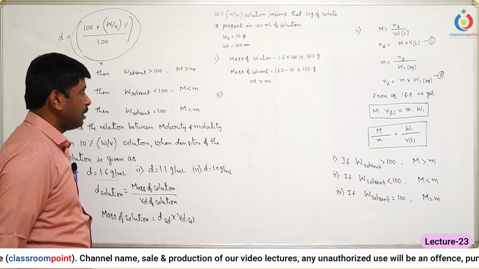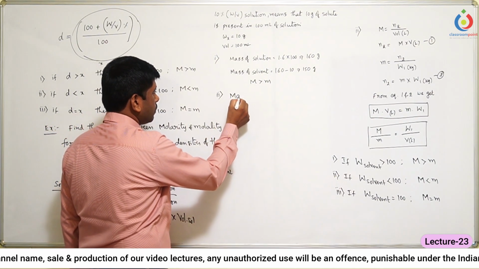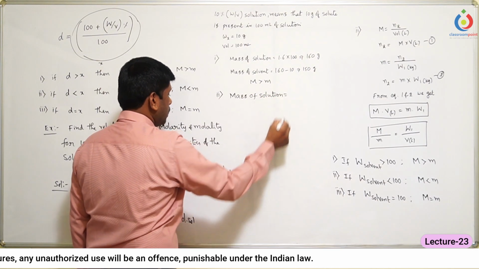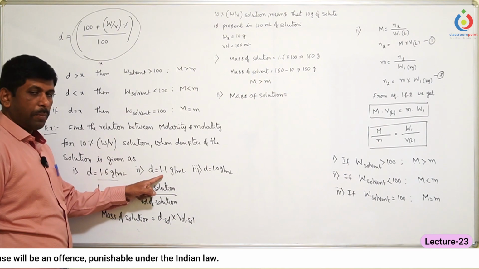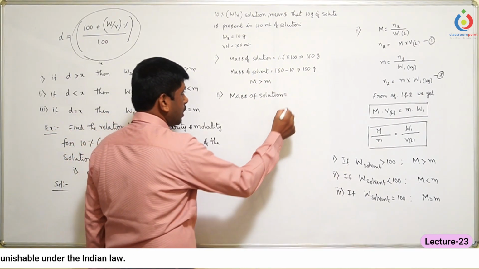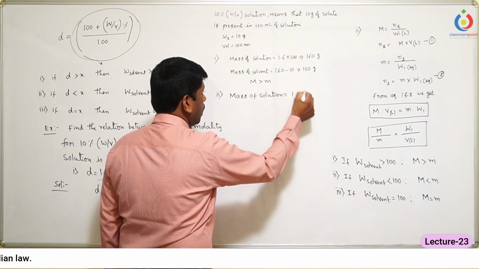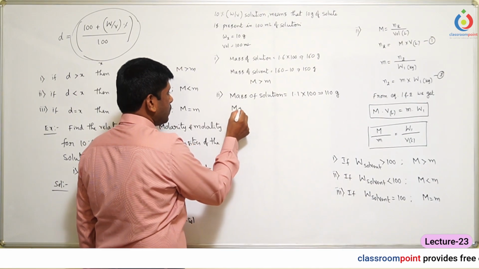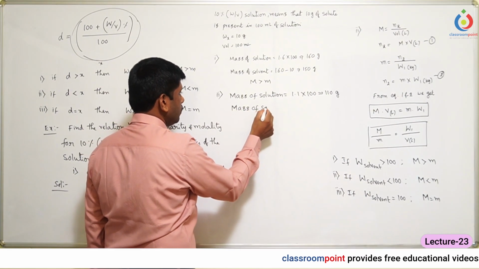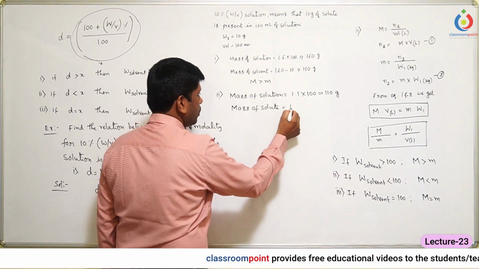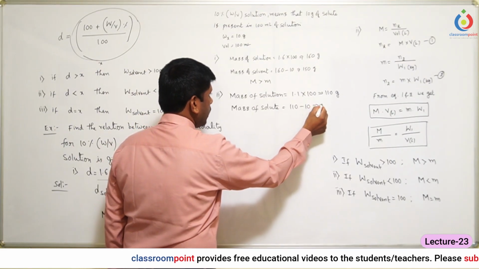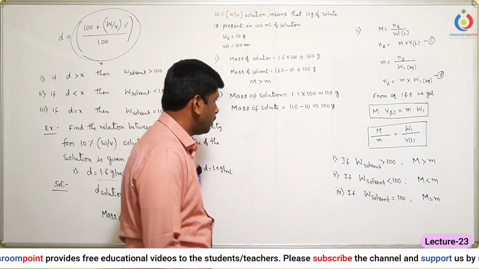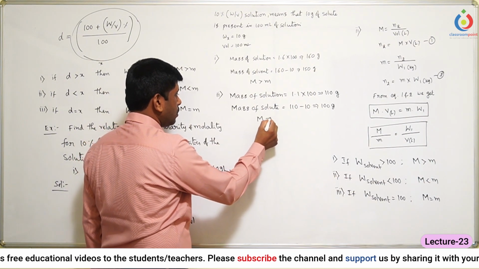Now let us take the second condition. Mass of the solution is equal to 1.1 grams per ml, the density in the second condition, so 1.1 into 100 ml volume equals 110 grams. Then mass of solute is equal to 110 minus 10, that equals 100 grams. So mass of the solvent is equal to 100. That means molarity is equal to molality.